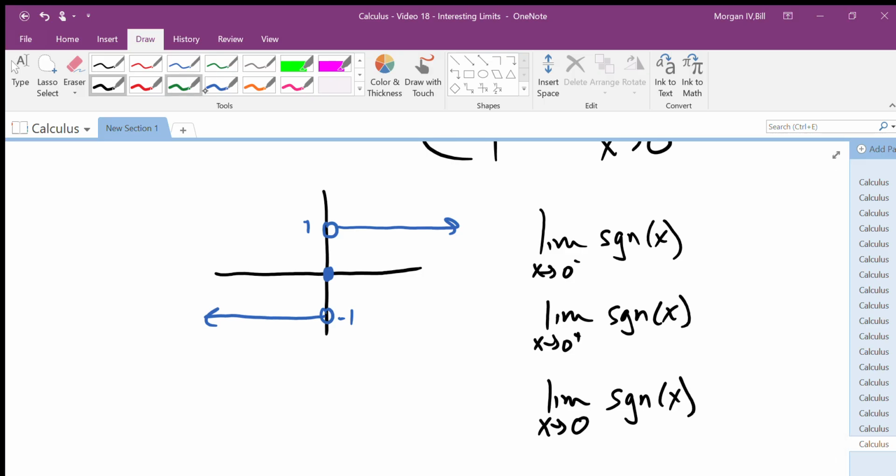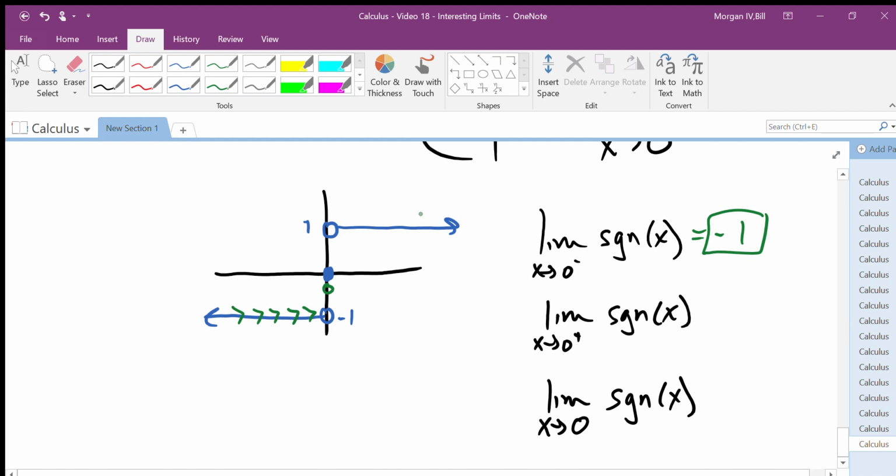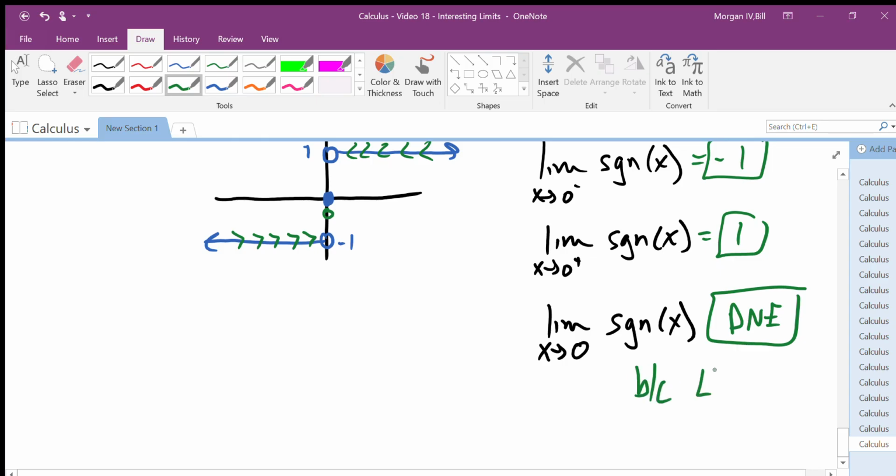Okay. From the left, as we approach 0 here, we're coming towards 0, and we see the y value is just staying right there at negative 1. From the right, as we approach 0 from the right, we see the y value is staying right there at positive 1. And that means the overall limit does not exist. Why does it not exist? Because there's a jump there. The left-hand limit does not equal the right-hand limit.